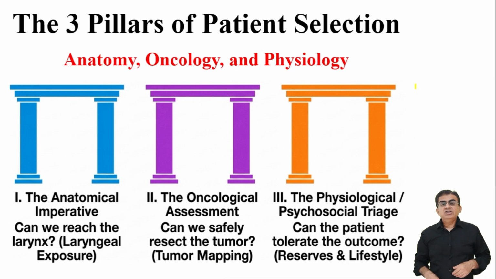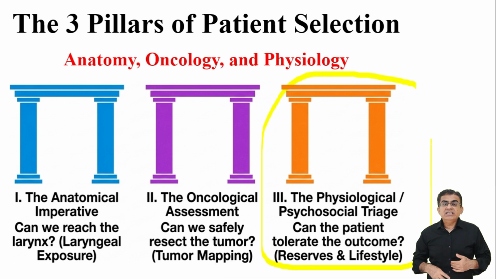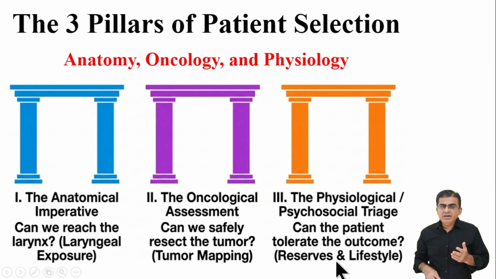Finally, we have the physiological and psychological triage. This asks our final, very human question. Can the patient tolerate the final outcome? We must look at their lung capacity, their daily lifestyles, and their voice needs. We treat human beings, not isolated larynges. If a patient fails any of these three pillars, they are not a safe candidate for laser surgery.